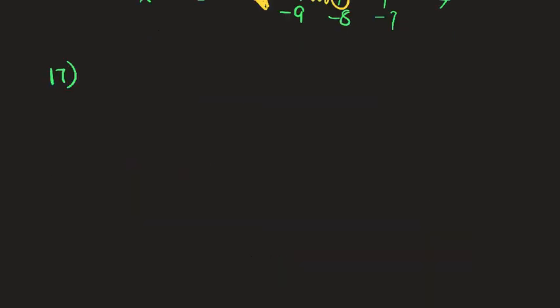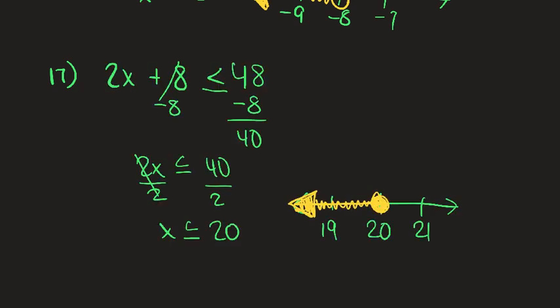Your next question is 2x plus 8 is less than or equal to 48. Solve and graph. The answer is x is less than or equal to 20. Minus 8, divide by 2. I divided by a positive. There's no reason to flip anything, so it stays less than or equal to. Closed dot going to the left.